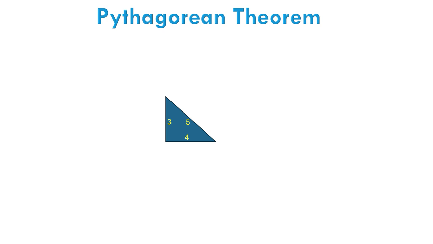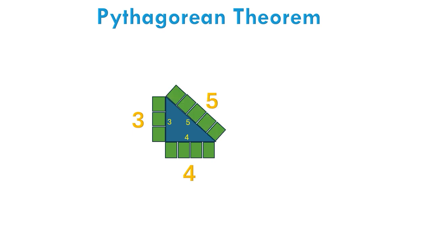Let's demonstrate this by using a number of tiles. We're going to represent the side with a unit of 3 with 3 tiles, side 4 with 4 tiles, and the hypotenuse with 5 tiles. So if we consider what A squared plus B squared equals C squared actually means, we're going to create squares out of each one of these sides.